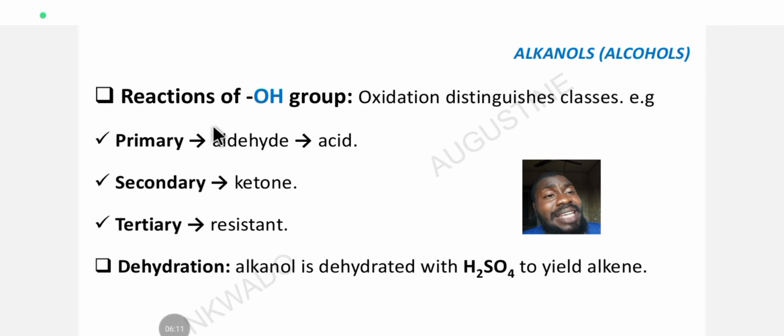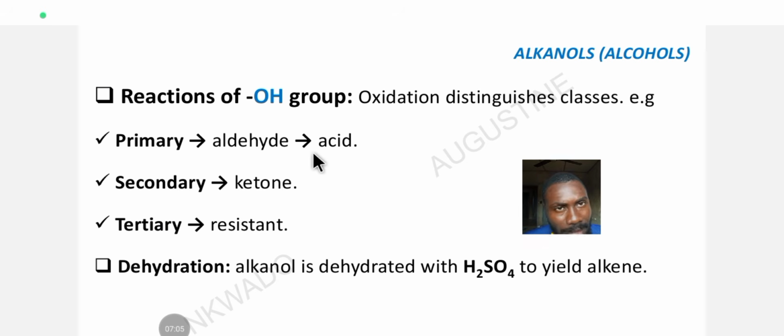Now let's look at the chemical reactions of the OH group, the ol group, the alcohol or alkanol group. They undergo oxidation. Among these three classes of alcohol, their oxidation is what distinguishes them chemically. For example, the primary alkanol oxidizes first to an alkanal, or aldehyde. Then from that alkanal, it oxidizes further to carboxylic acid.